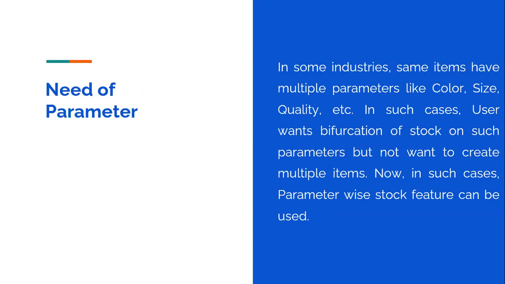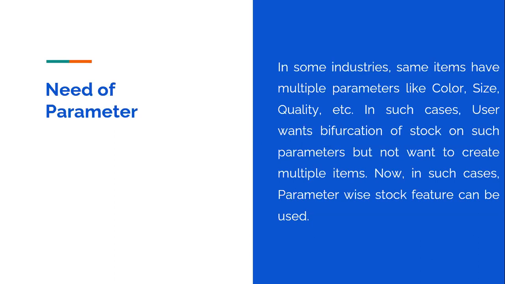Now, what is the need for parameters? Why should we use these features? In many sectors, a company that deals with different products will have products with different parameters. Like a company in the garments sector sells its products with size and color, or companies that deal with shoes sell their shoes with different brands and different sizes. So in that case, we can use these features.